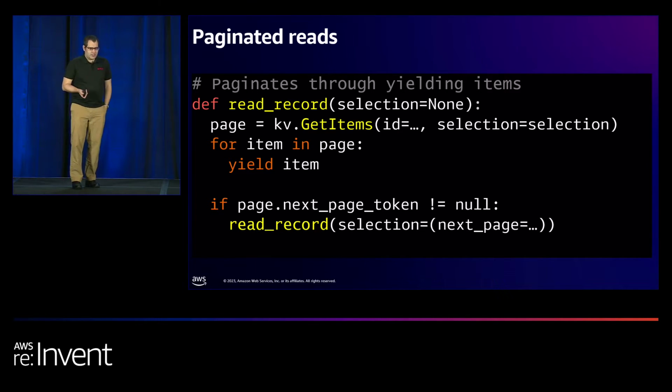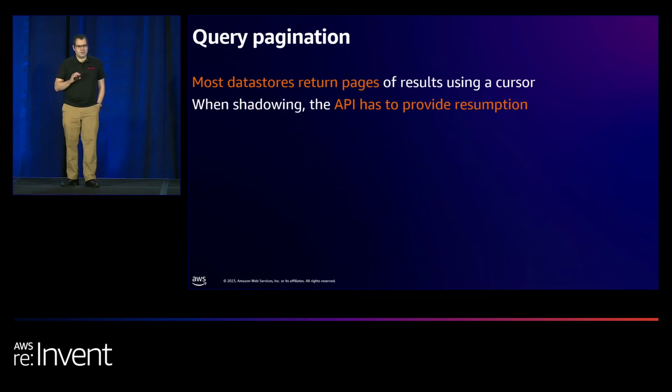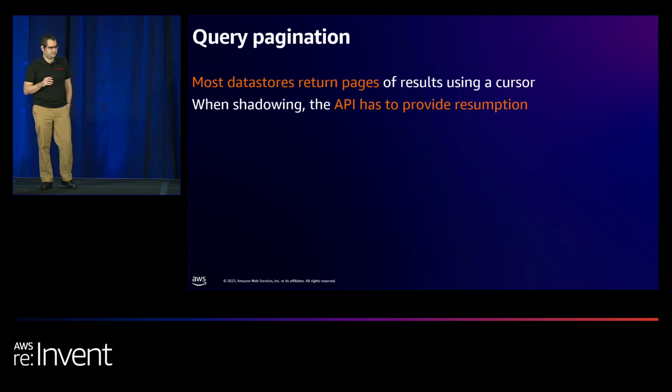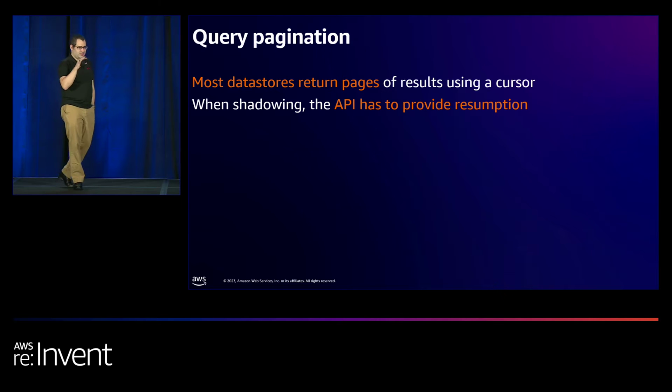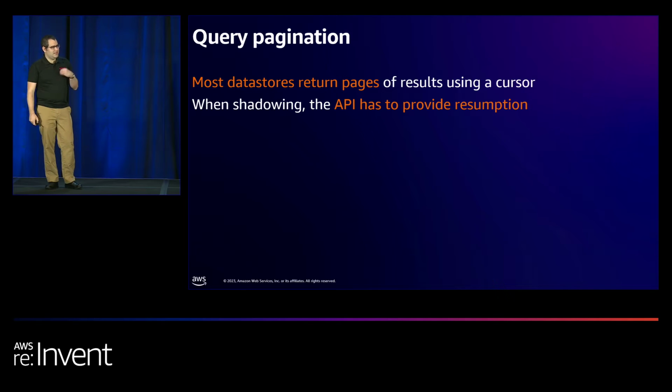Now, why is this important for shadowability? It's important because most data stores return pages of results using some kind of database-specific cursor. For example, if you're using a SQL database, there's usually a particular cursor implementation for that result set. But when we're shadowing across data stores that maybe have different mechanisms of resumability, we have to build resumption into the API.